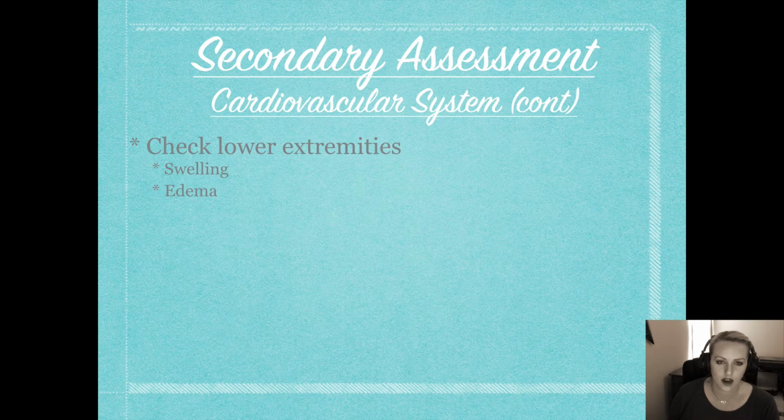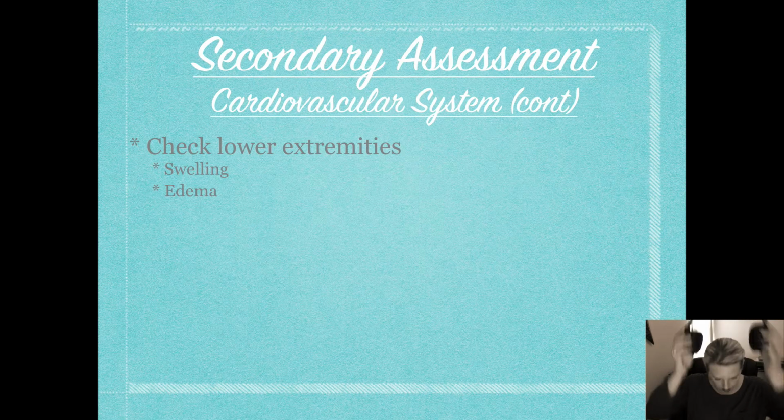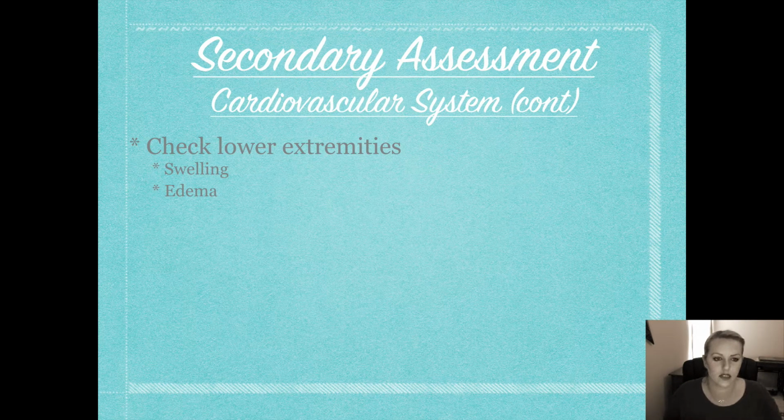So with our cardiovascular assessment, we also want to check the lower extremities. We want to look for any swelling or edema. This is how we're checking that ventricular system, to see if we have any leaky capillaries. The best way to check for edema is just press on the shin. I know this isn't my shin, but press on the shin and let go. And if there's any indention left, they have some edema going on.